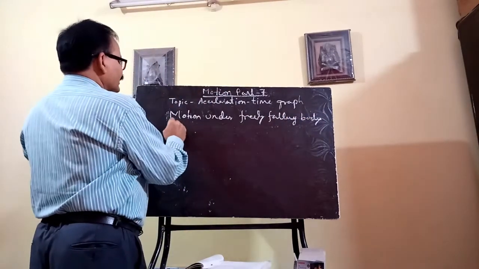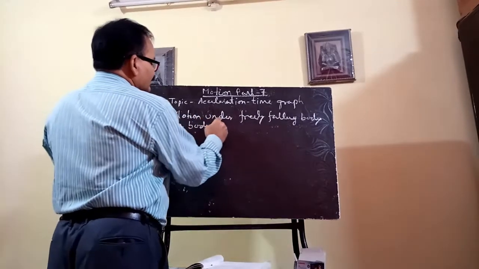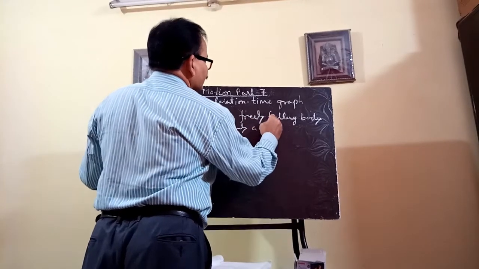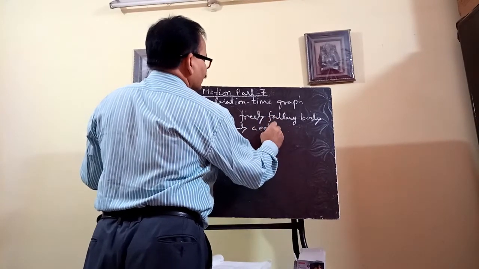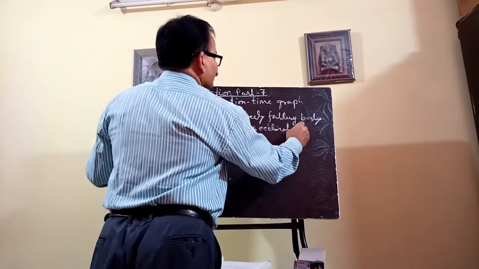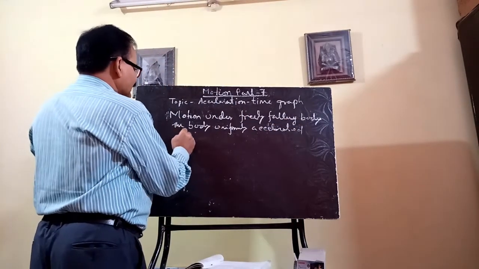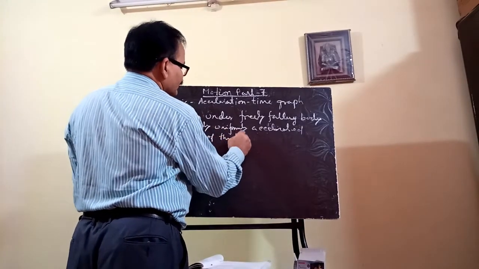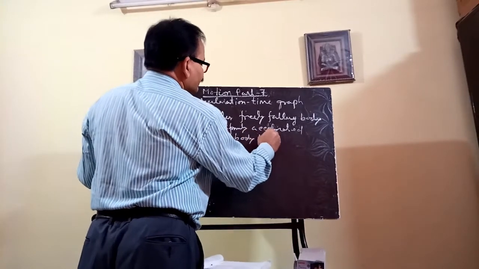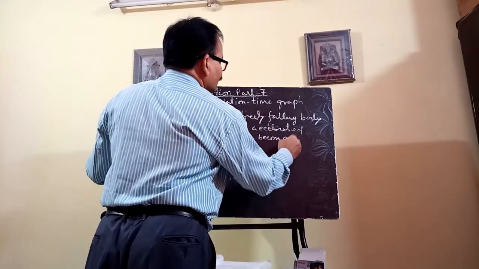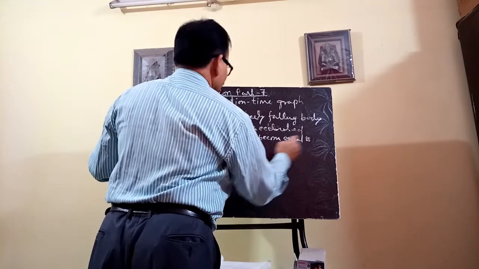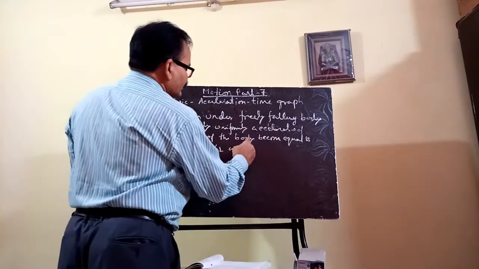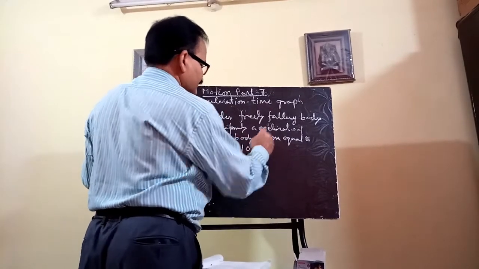Here the body is uniformly accelerated, and the acceleration of the body becomes equal to 9.8 meter per second square, or 10 meter per second square approximately.